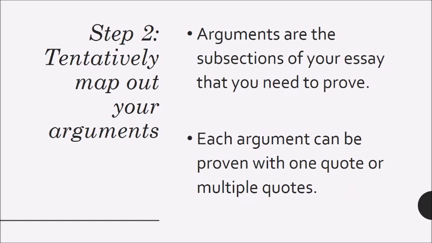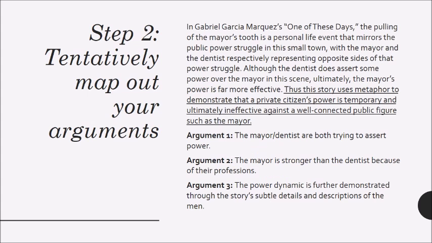So once you have your thesis, you're first going to need to tentatively map out your arguments. Arguments are the subsections of your essay that you need to prove, and each individual argument can be proven with one quote or with multiple quotes. It's easier to understand what I mean by arguments if we actually look at the example that I'm doing with this Gabriel Garcia Marquez story.